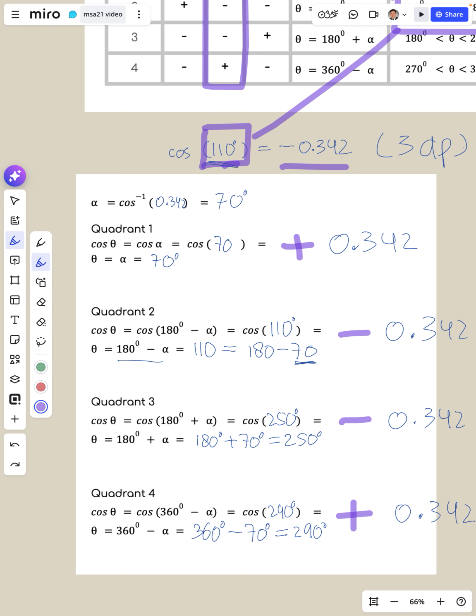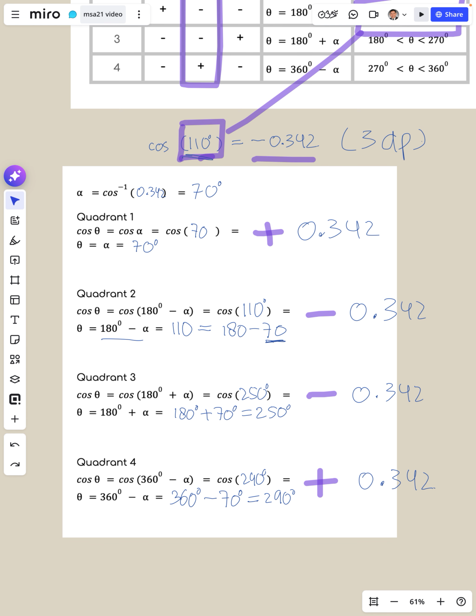One last thing to do. We check using a calculator. If you have your calculator with you, we press them together. Cosine 70 degrees is 0.342. How about cosine 110? I get negative 0.342. Cosine 250, also negative 0.342. Then cosine 290 is positive 0.342. So it's verified.